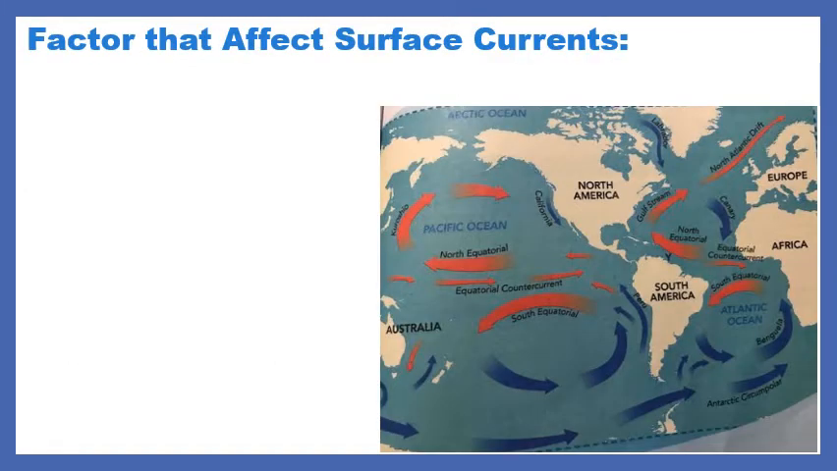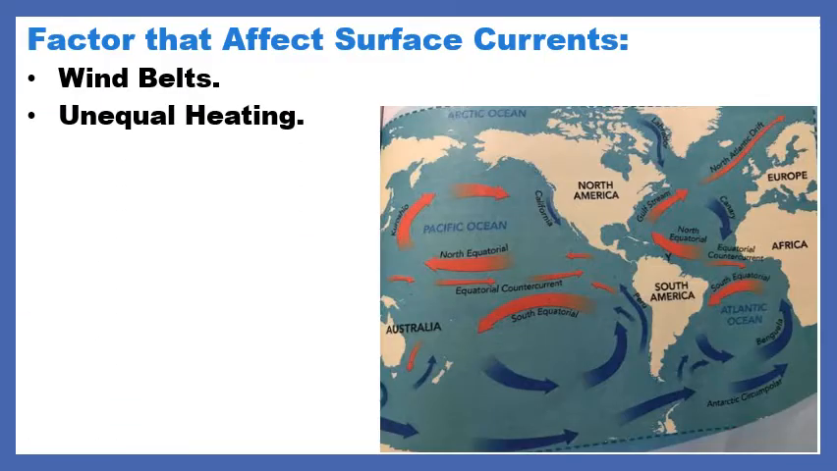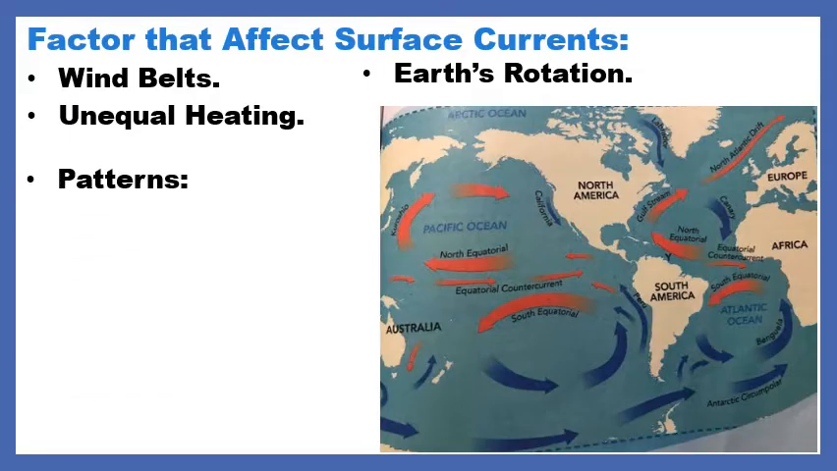Okay, so moving on to factors that affect surface currents. This is new. We're going to have wind belts affect surface currents. We're also going to have unequal heating of the sun's rays on Earth affect surface currents. And of course the Earth's rotation, because we can't neglect that. We can't forget about that. So we're going to have patterns develop.